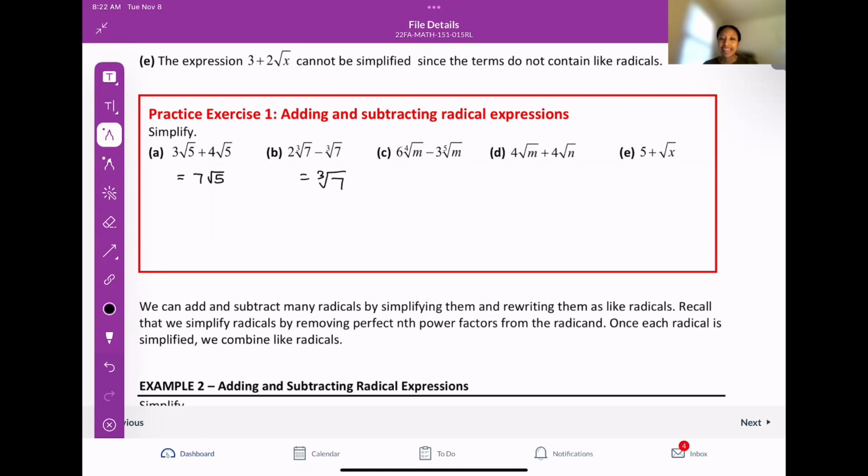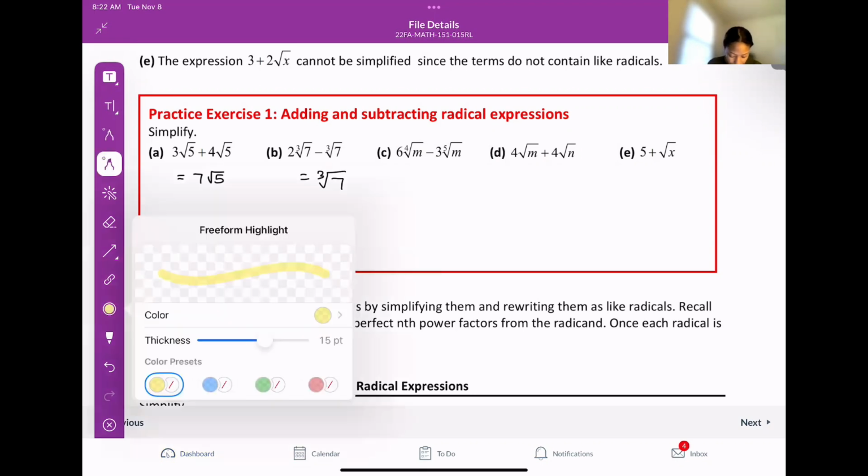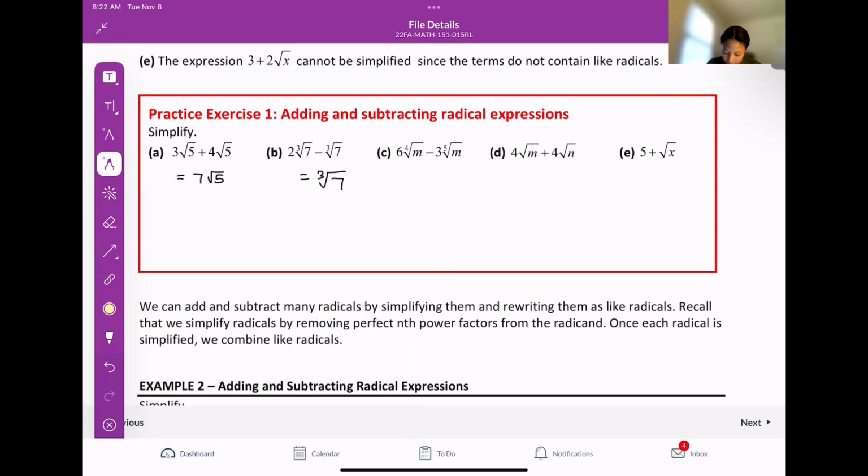Are these like radicals? They are not. The indices are different. So this one is a fourth root. This one is a fifth root. That means that they're not like, so we can't simplify them anymore. Not like radicals. Nothing we can do there.